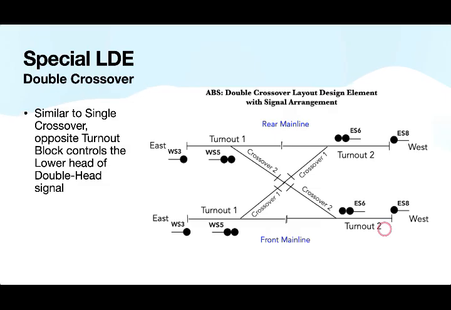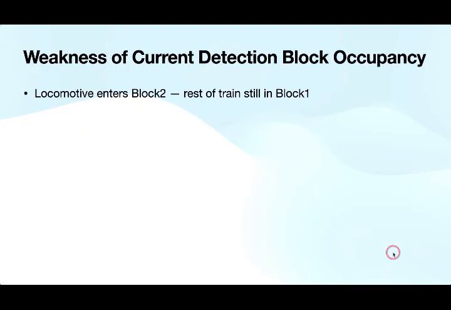Double crossover. It's somewhat similar to our single crossover, in which here the entrance signal on the lower head here is controlled by turnout 2, behaving as a siding.